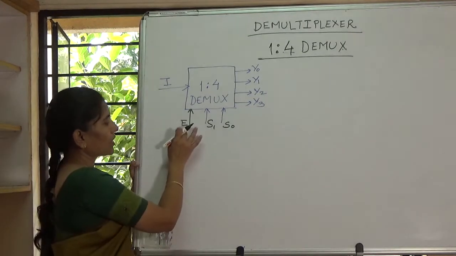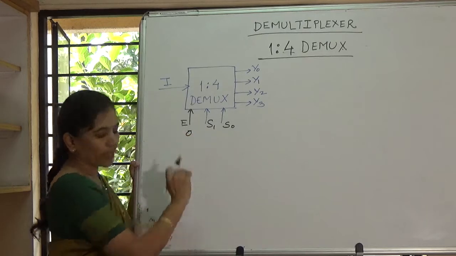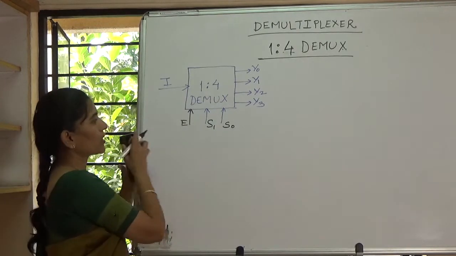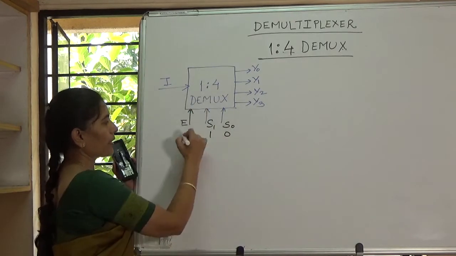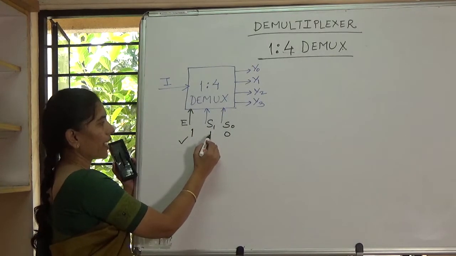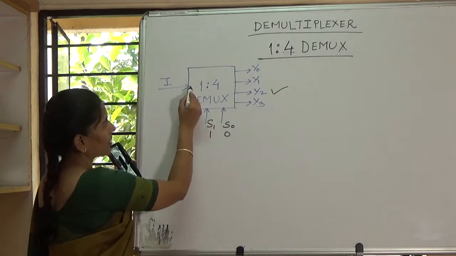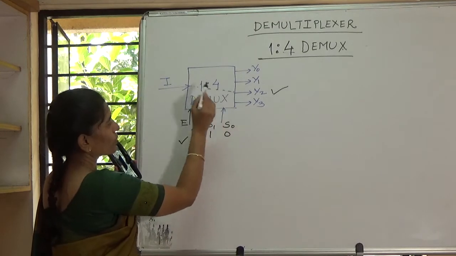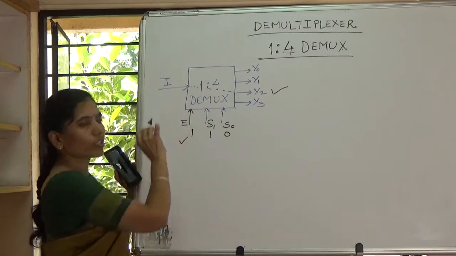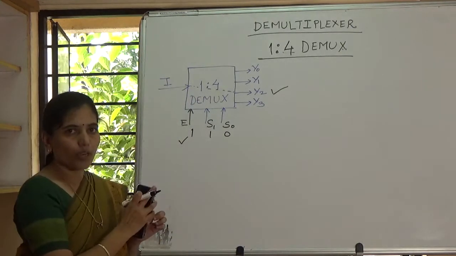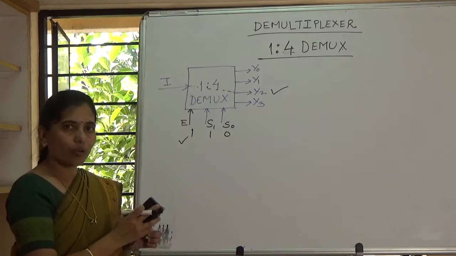So if E is 1 and let's say S1, S0 are 1, 0. In that case, the demultiplexer is enabled, but S1 and S0 are 1, 0, so the Y2 line will be selected and this input will get connected to the Y2 line. If input is 0, Y2 will become a 0. If input is 1, Y2 will become a 1. The rest of the outputs in this particular selection will always be a 0.